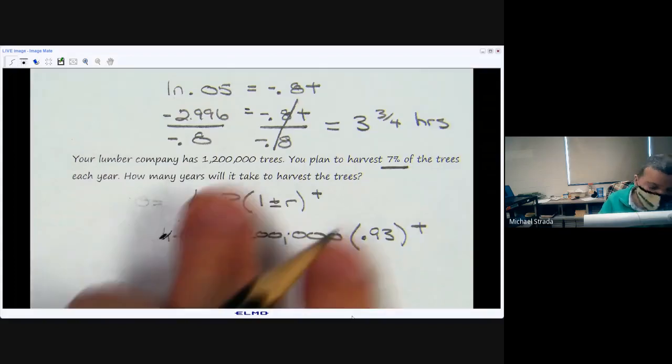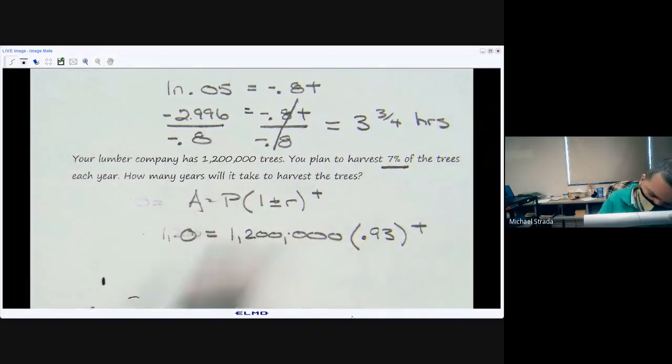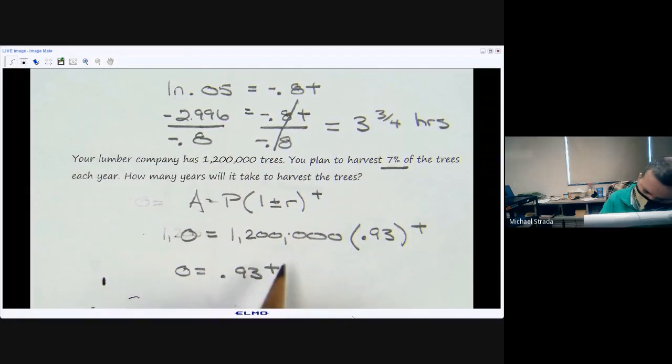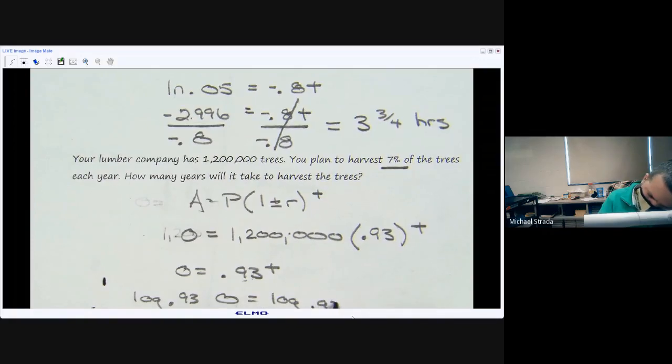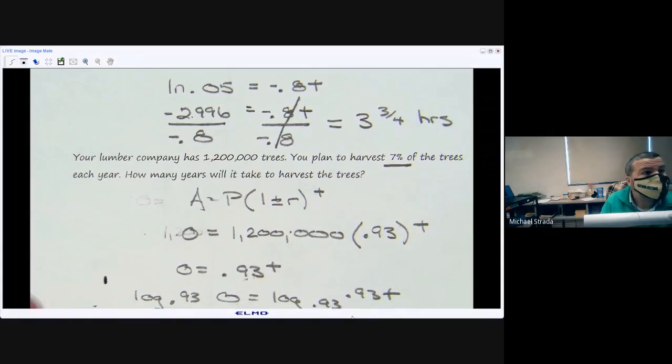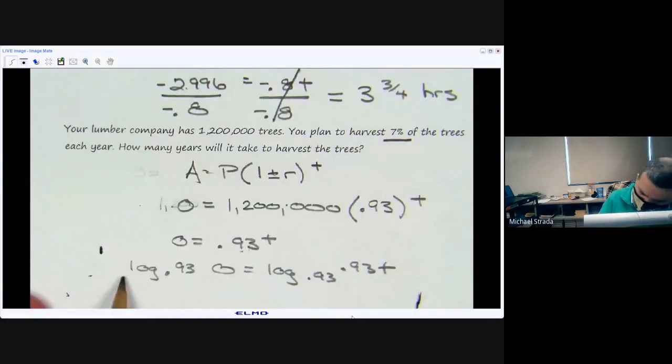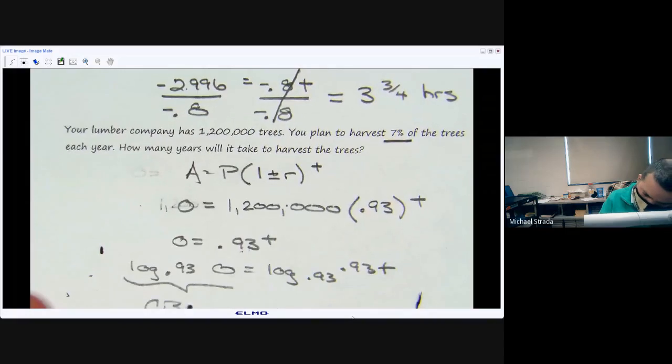Here's our problem. All right. We divide by the 1.2 million. We still have 0 equals 0.93 to the t. Since that's an exponent with a base 0.93, I'm going to do the log of that base, 0.93. 0 equals the log base 0.93 of 0.93 to the t. This cannot be done. This cannot be done.